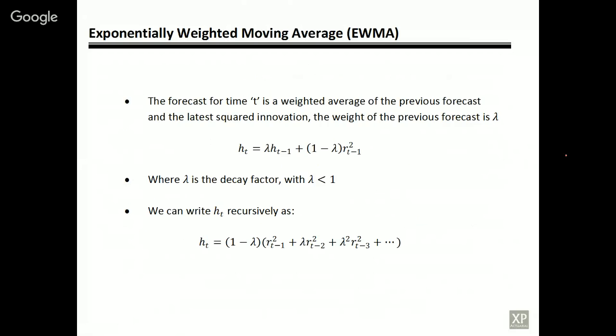Next, we have the exponentially weighted moving average, or EWMA model. The forecast for time t is a weighted average of the previous day forecast and the latest squared innovation, or latest return. And the weight of the previous forecast is lambda, where lambda is the decay factor. So our variance estimate is equal to lambda times the previous day estimate plus 1 minus lambda times our return from the previous day squared. We can also develop a recursive formula for this, which is quite handy.